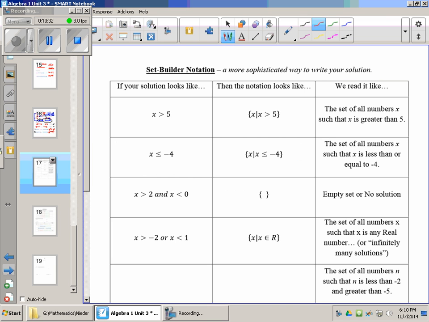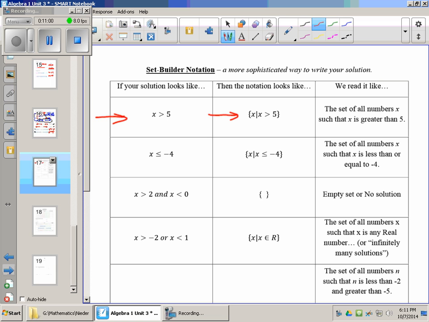What we're going to look at next is another way. Remember I told you at the beginning we're going to look at another way of writing our answers. And one of those ways is called set builder notation. And really, I don't want you to stress about it because it's really not all that different than what we're doing. We're just putting some more fancy stuff around our inequality answer. So looking at these examples here that I have written on the page, if you solve an inequality and you get x is greater than 5, set builder notation looks like this.